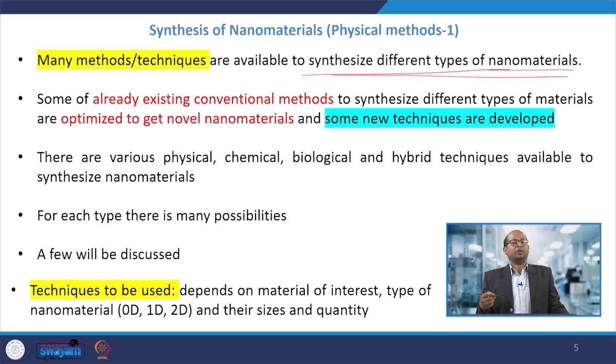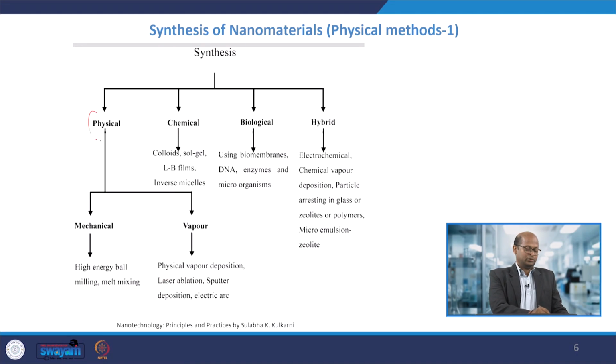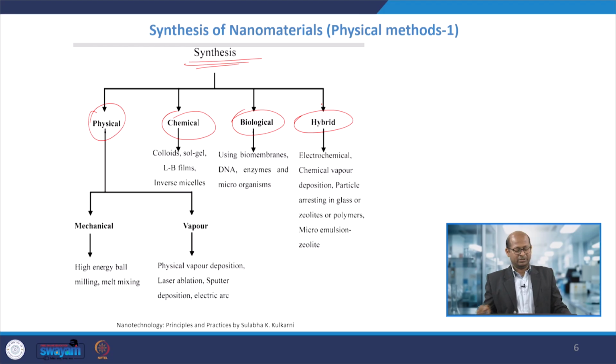Existing methods are available that we can follow, and once a method is modified or updated with some special features, it becomes a more advanced technique that we can also use to synthesize a particular material. Depending on the type of material, whether it is zero-dimensional, one-dimensional or two-dimensional, we can choose a particular technique. The synthesis methods may be physical, chemical, biological or hybrid, and we can follow any one depending on where we are going to start.